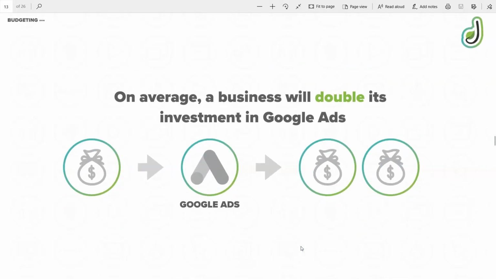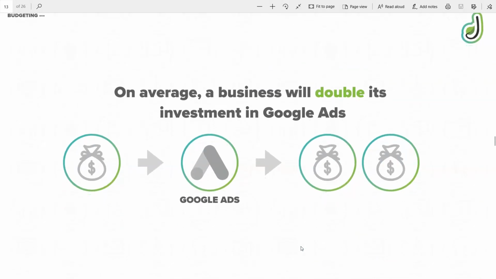So again, just as a quick stat, on average, business will double its investment in Google Ads. To me, that's a pretty conservative number based on what I see with clients and how long I've been working in this industry. I actually see quite a bit bigger return on that. Again, this is just an overall average, so each industry is a little different.